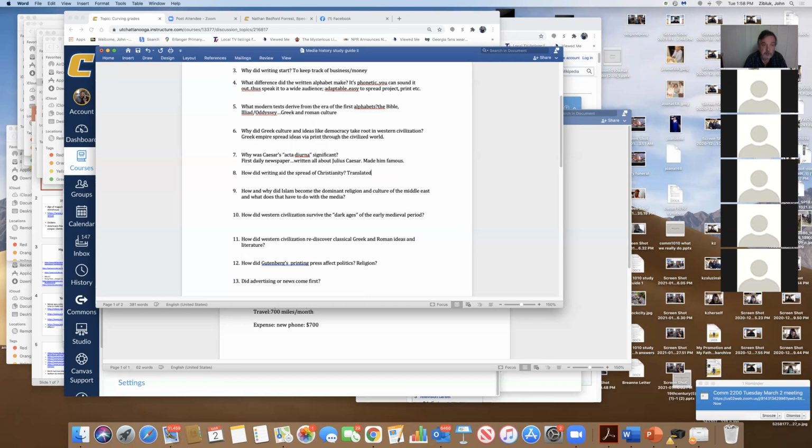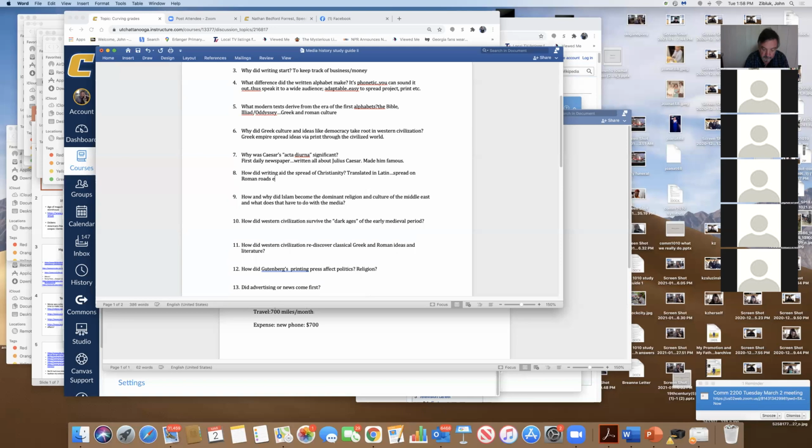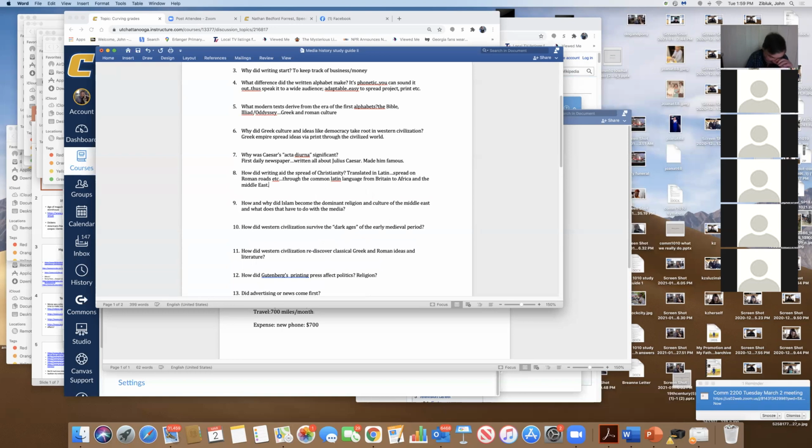The Bible was translated, or Christianity translated into Latin. All the scriptures, the epistles, spread on Roman roads, etc., through the common Latin language, from Britain to Africa and the Middle East. Everybody wrote the same language, they were on the same roads, they spread not just Latin, but Christianity.